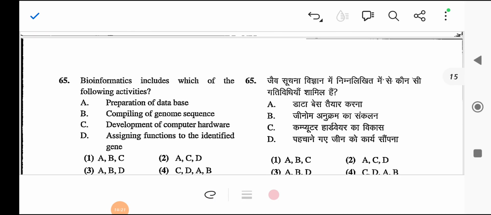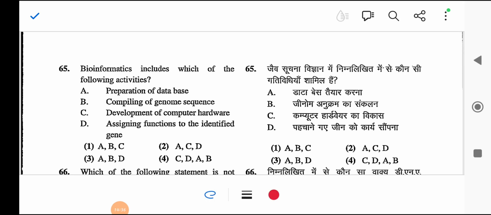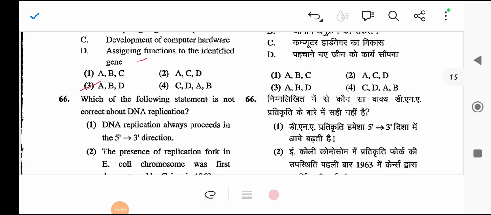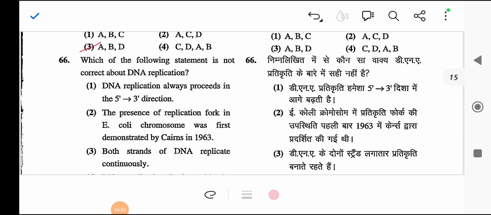Next is, bioinformatics includes which of the following activities? Bioinformatics includes preparation of database, compiling of genome sequence, assigning function to the identified gene. So A, B and D. Development of hardware is not the work of bioinformatics; bioinformaticians do not develop the hardware.